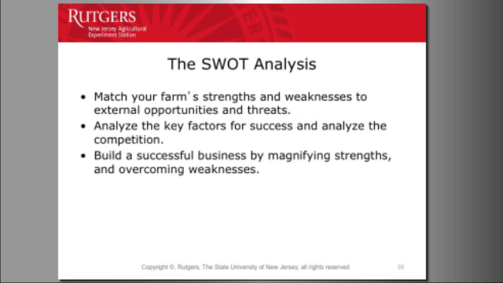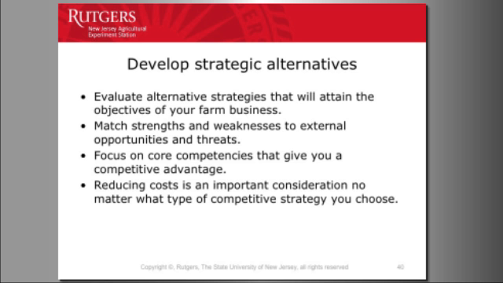So we did all that going through our strengths, weaknesses, opportunities, and threats to look at what are your strengths and what are your weaknesses, how can we match those to the external opportunities and threats, what are the key factors for success, and how can I magnify my strengths and overcome those weaknesses? So then, once you go through that whole SWOT analysis, then you can look at some alternatives, maybe two or three alternatives that you want to go for the business, and then look at each of those alternatives and what are the objectives, match your strengths and weaknesses to the opportunities and threats. Again, go back to what are your core competencies, what gives you a competitive advantage, and no matter what you're doing, reducing cost is pretty much the name of the game now because of competition.